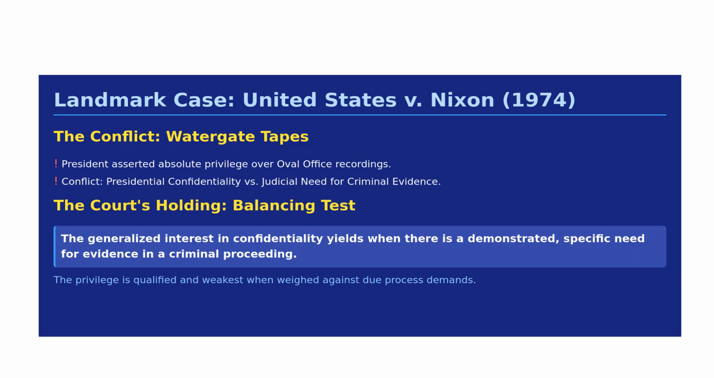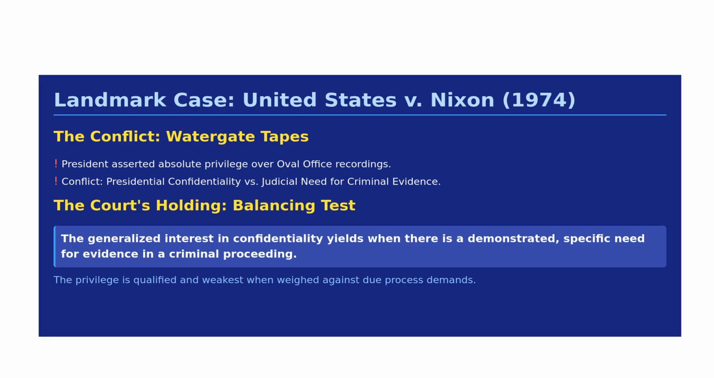The definitive modern articulation of this qualified privilege arrived in the landmark 1974 decision, United States v. Nixon. The facts centered on the Watergate investigation, where Special Prosecutor Leon Jaworski subpoenaed audio tapes of presidential conversations recorded in the Oval Office. President Nixon asserted an absolute claim of executive privilege to withhold these tapes, arguing that confidentiality was paramount for the functioning of the presidency.